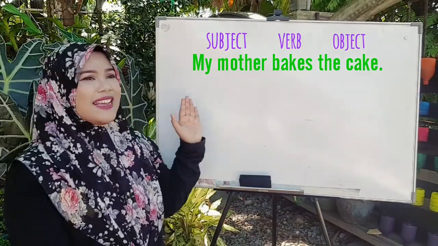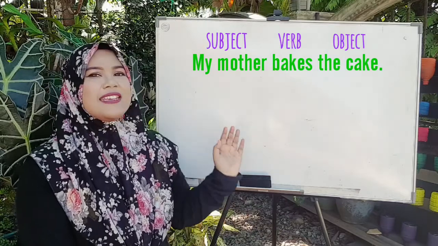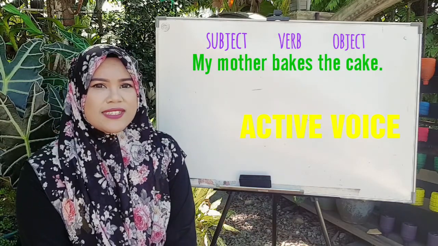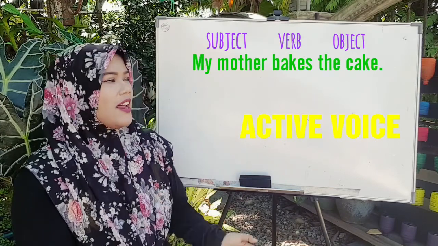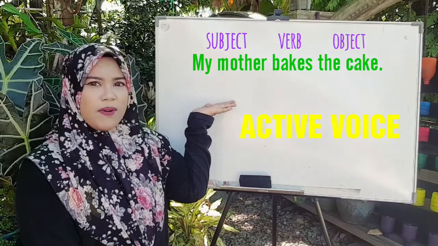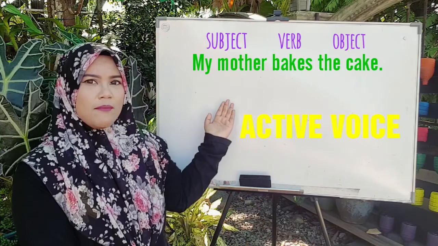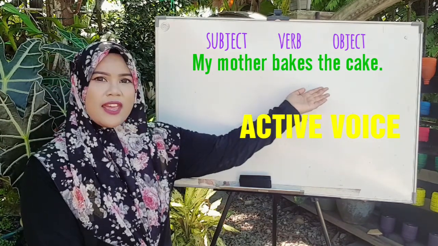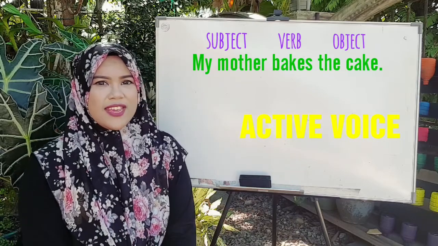Okay, this sentence, ayat yang awak baca ini, okay, this is active voice. Okay, ayat aktif. Ayat aktif adalah di mana the subject is in front. Okay, subject dekat depan, followed by verb, followed by object. Okay, my mother bakes the cake. So, this is active voice. This one is very easy.